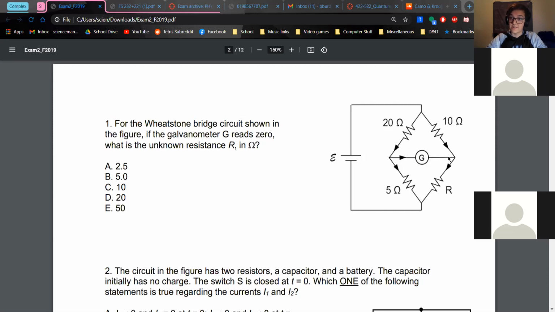We're told that the current through that is 0, and we want to figure out what R is. So I will give you guys until about 7:10. If you need more time, that's fine, but until about 7:10 to work on this problem. Let me know if you have any questions.